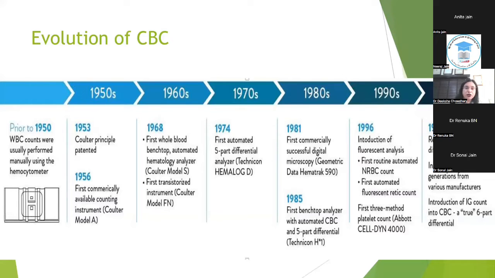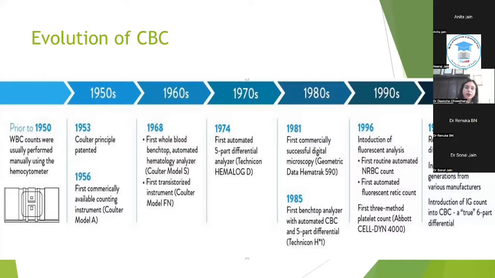Right from the times when we used to do the counts on Neubauer's chamber prior to the 1950s, and then the Coulter principle, and then came the three-part analyzers, then the five-part differential analyzers in the 1970s, and now there has been such a boom in the technology of hematology analyzers that not only do we have six-part analyzers, but we have many new parameters added to the conventional parameters of CBC. Also, the existing parameters have been improved in their accuracy because of the improvement in technology.